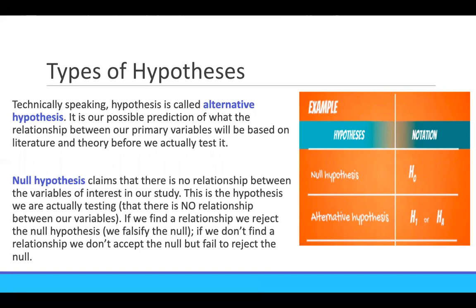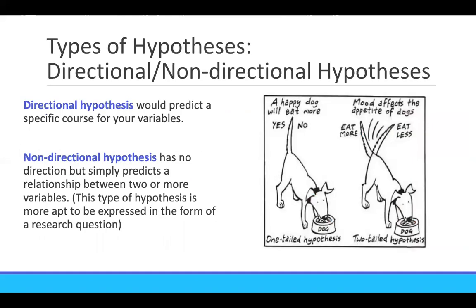If we don't find a relationship between our variables, what we say is we fail to reject the null. We don't accept the null, we just fail to reject the null. Because keep in mind, we're always keeping open the possibility of falsification, right? The whole idea is that we build new knowledge by falsifying previously accepted knowledge. And that's reflected in this language around the null hypothesis versus the alternative hypothesis. Now, your alternative hypothesis can be directional or it can be non-directional.